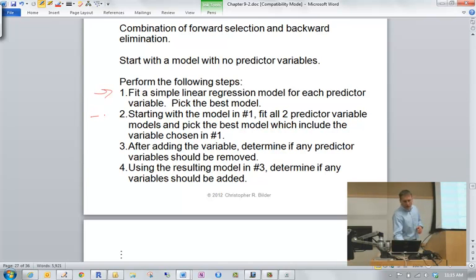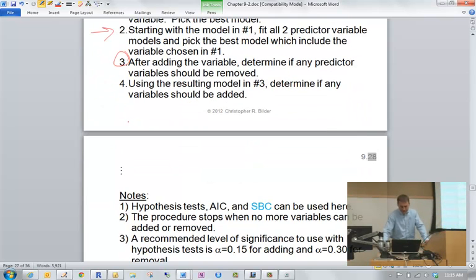Then go to all 2 predictor variable models. Look to see if you can add a second predictor variable. And then, once you add a second predictor variable, that's when you do a backward elimination step to see if anything can be removed. If nothing can be removed, go to the forward selection again, one step, then go backward, and keep on going back and forth.